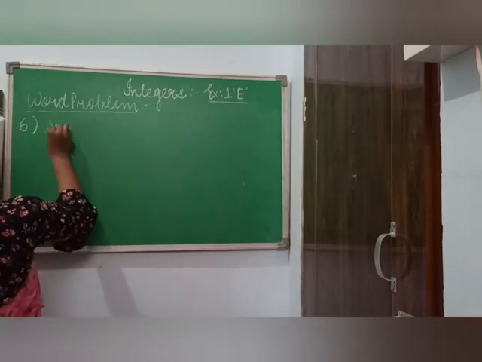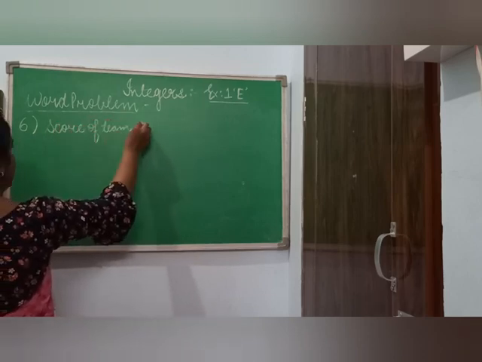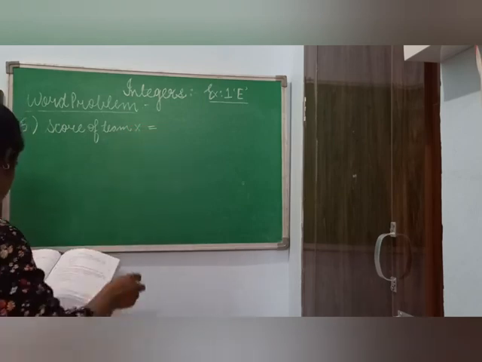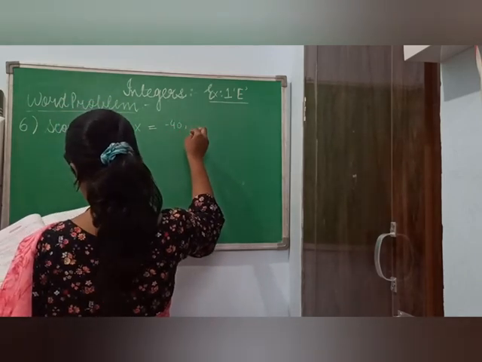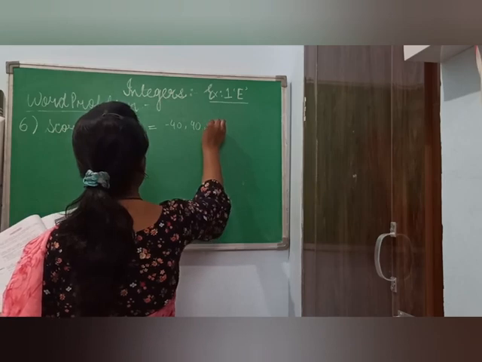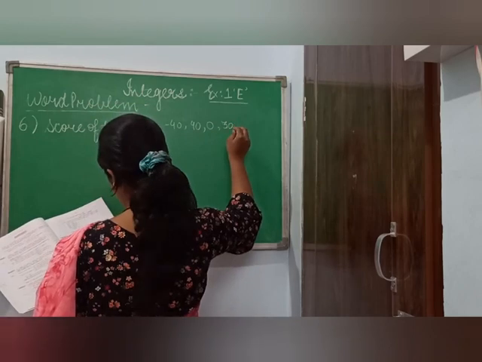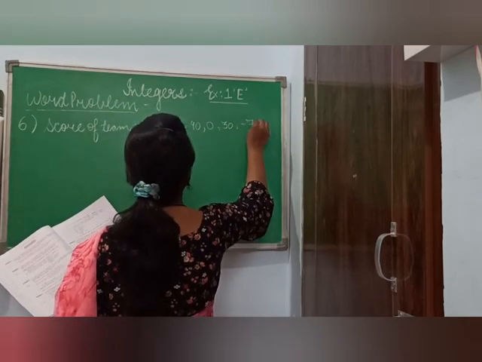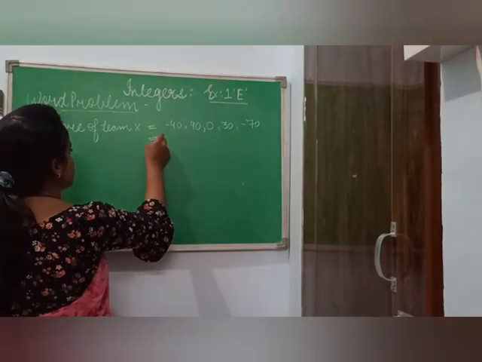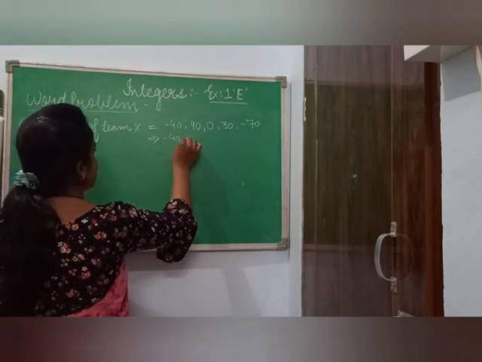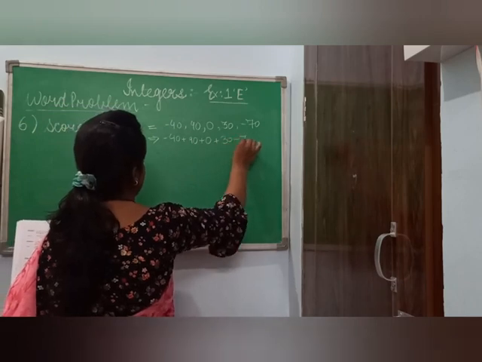We write the score of team X. First of all, we write down the total score of team X, that is minus 40, 90, 0, 30 and minus 70. So these are the scores of team X. Therefore, we can evaluate the score of team X as minus 40, plus 90, plus 0, plus 30 and minus 70.